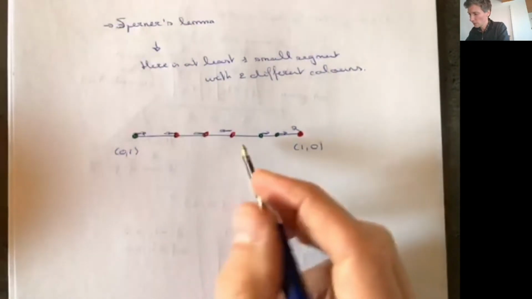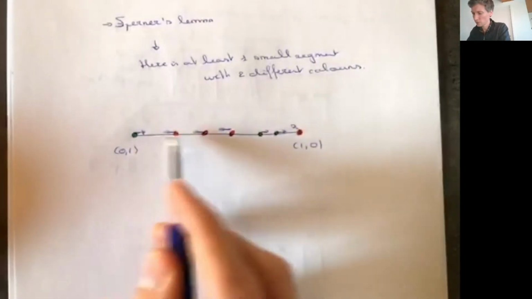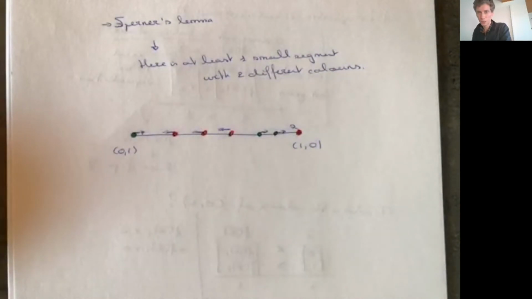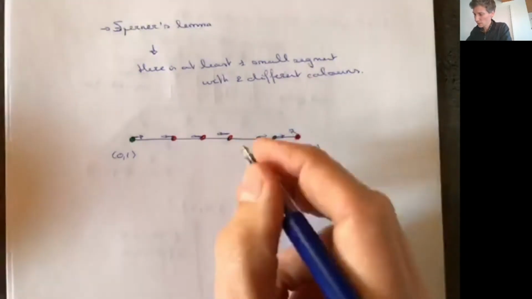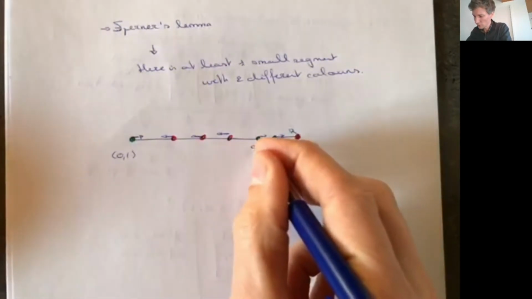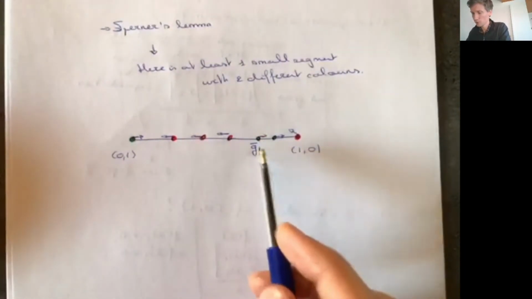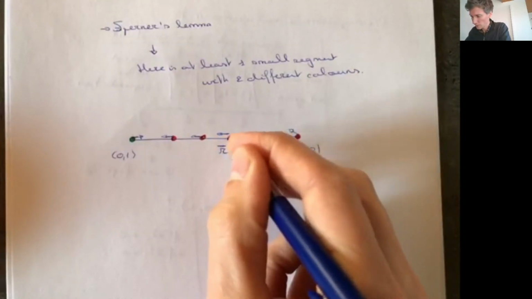Anyway, so we have an interval which is red-green somewhere in the graph. I could take this one, or this one, or this one. We know there's an odd number of them, so there's at least one small segment with two different colors. So I'm going to select one of them, for example, this one here. Let me call the green vertex G1. Now 1 is not a component of the vertex, it's just the number that I will use. And let me call the red vertex R1.